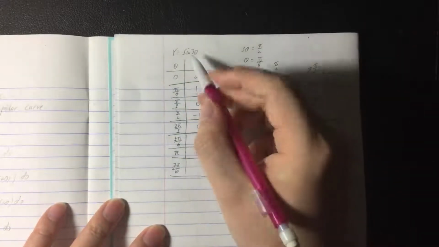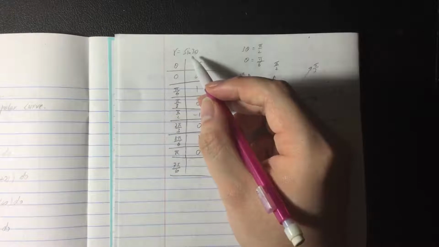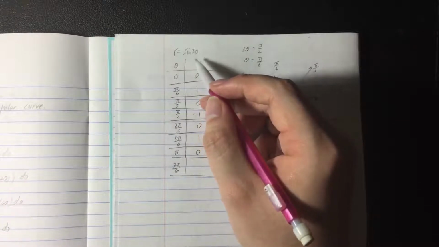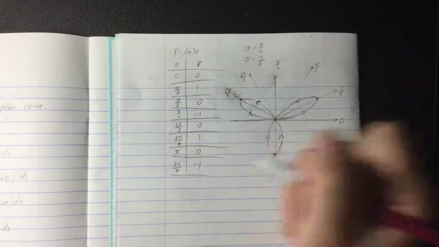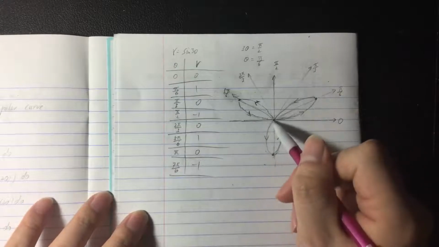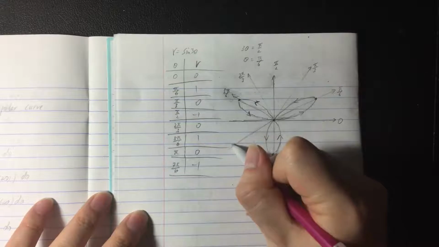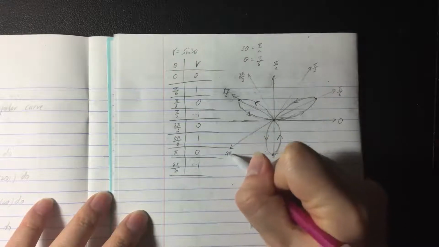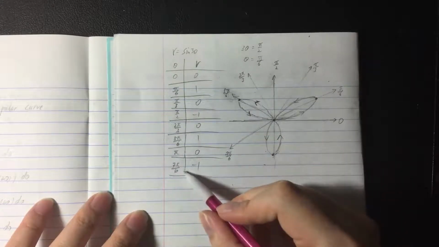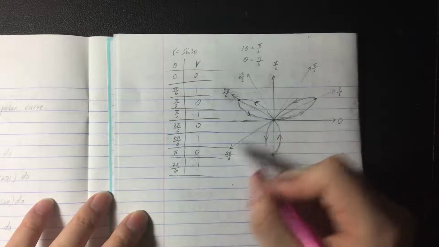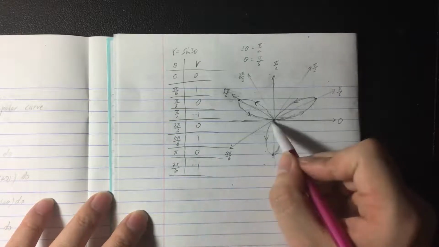7 pi over 6 times 3 is 7 pi over 2. Sine 7 pi over 2 is negative 1. 7 pi over 6 is somewhere here. That's the direction, theta equal to 7 pi over 6. R is negative 1. This is the positive direction. If R is negative 1, it should be here.